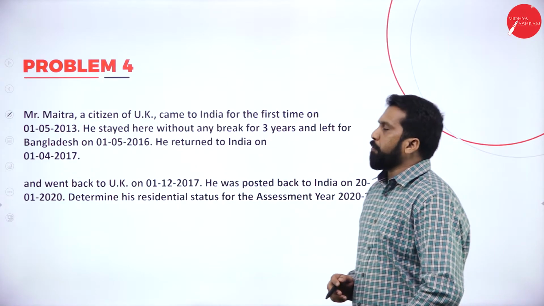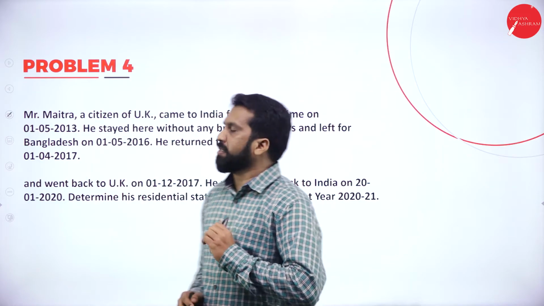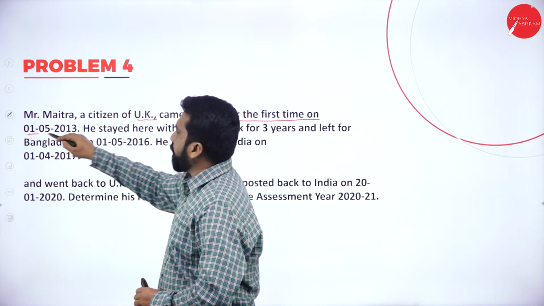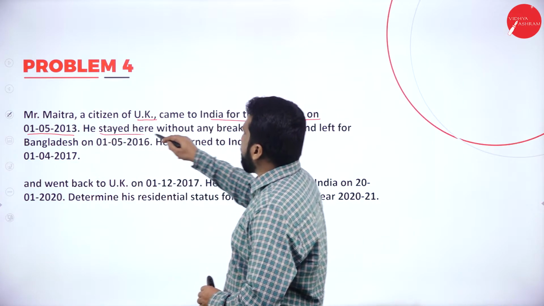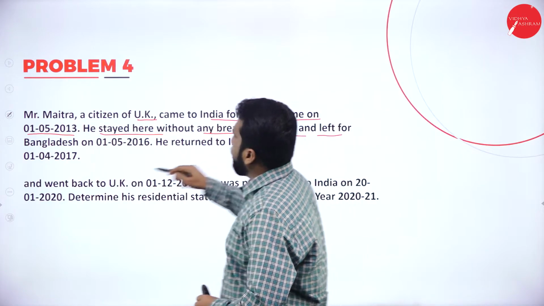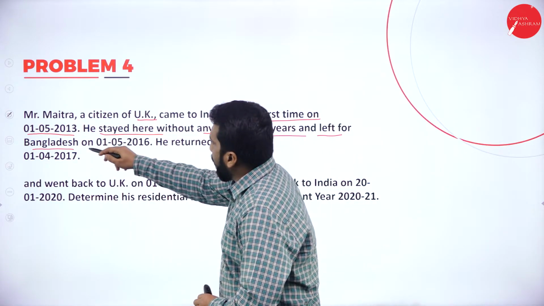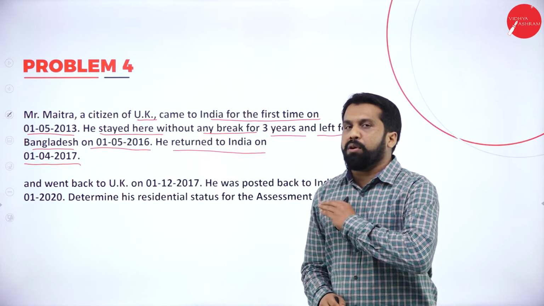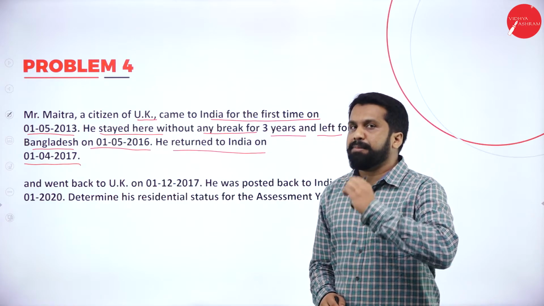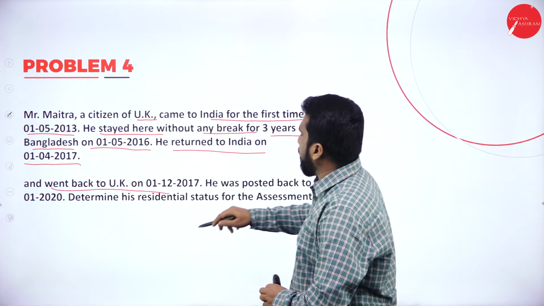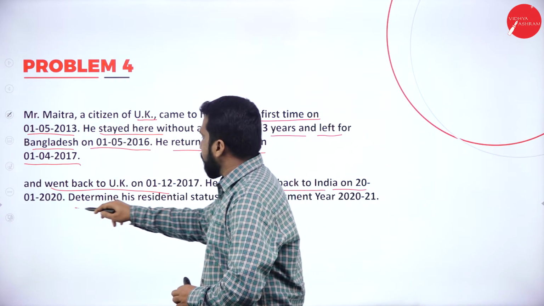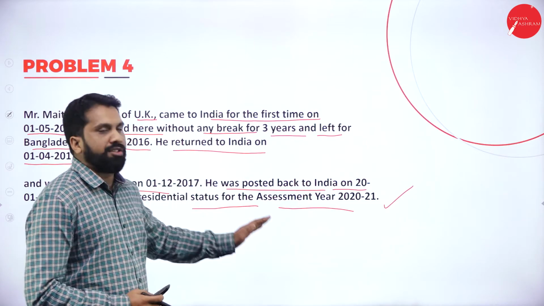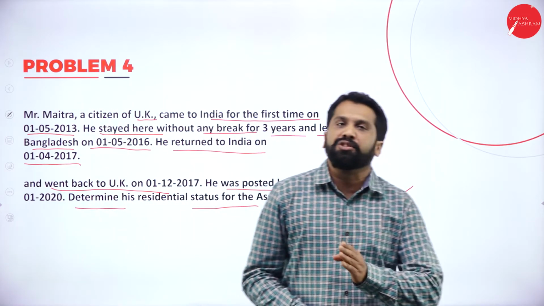Now, under problem number 4, what kind of questions you may expect in this? Mr. Maitra, a citizen of UK, came to India for the first time on 1/5/2013. Now, he stayed here without any break for 3 years and left for Bangladesh. Now, on 1/5/2016, he returned to India on 1/4/2017. They have given all the information of the previous year as well as preceding previous year. Now, he went back to UK. He was posted back to India. Determine his residential status for the assessment year 20 as well as 21. So all the information they have given, we need to find out his residential status.